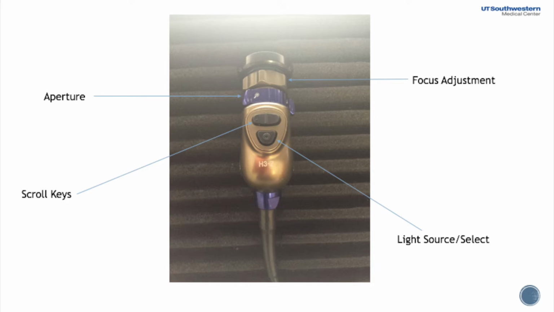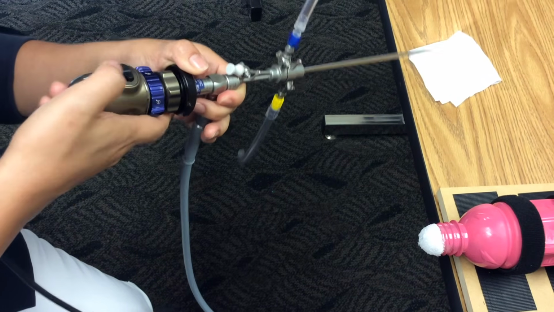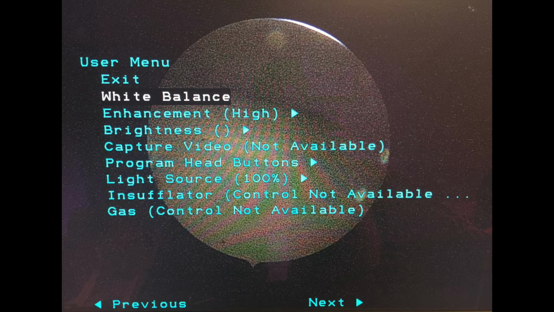Once the hysteroscope is assembled, we will white balance our camera. This is your camera here with the various features. There's a focus adjustment knob, aperture knob, scroll keys, as well as the light source key that acts as a select key. In order to white balance, you will focus your camera onto a white object such as a rate tag. You will use your light source or select key to bring up this menu and use your scroll keys to highlight white balance. Here, you will select white balance.